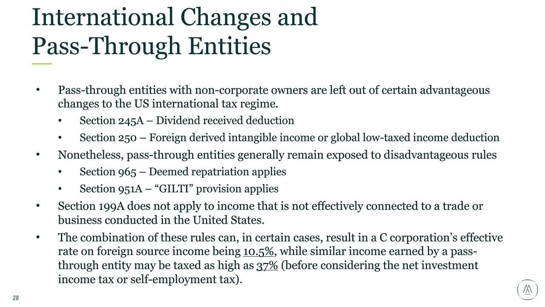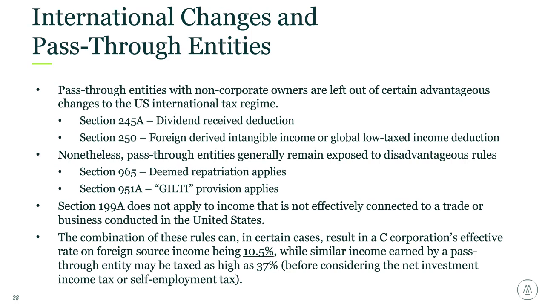951A, which is another anti-deferral rule, again also applies in the pass-through context, which is a negative thing for pass-throughs because it might increase the speed at which I have to recognize earnings in any foreign subsidiaries that the pass-through entity might have. And there are certain benefits with respect to that income that the pass-through entity does not receive. And so, again, pass-throughs are put at a disadvantage under these provisions.